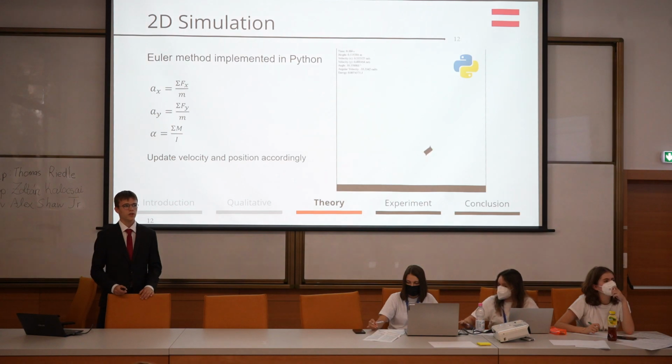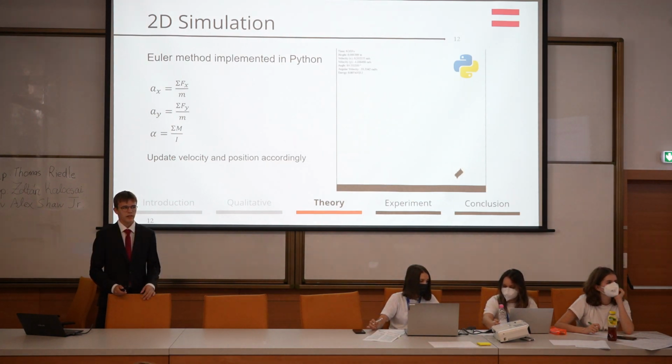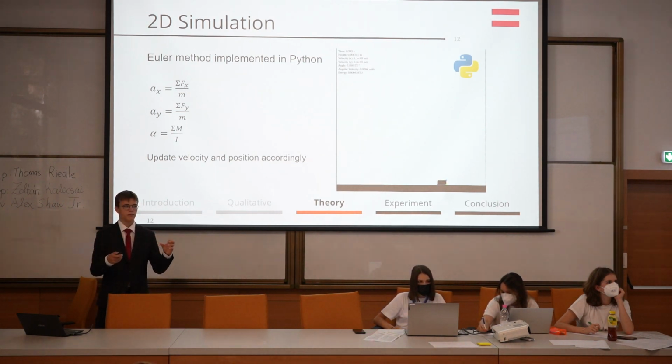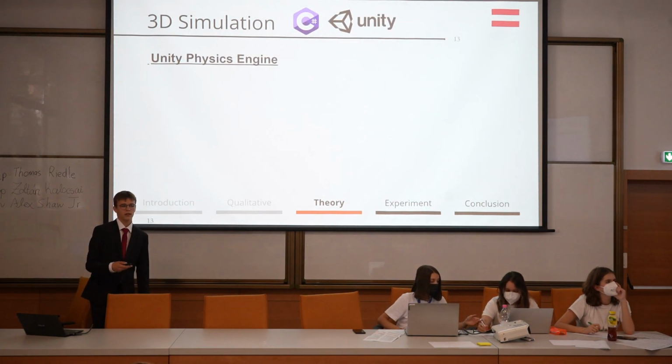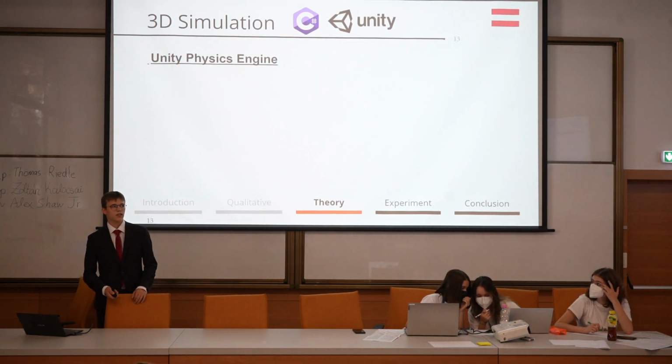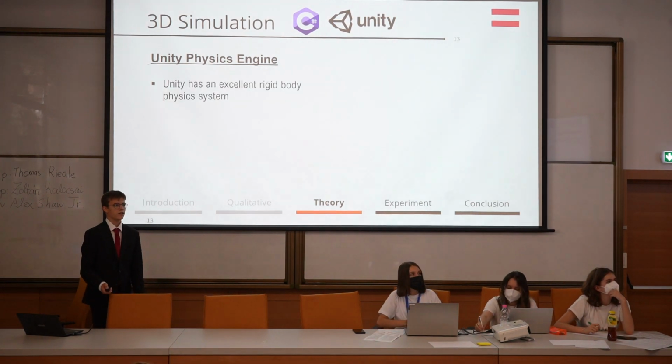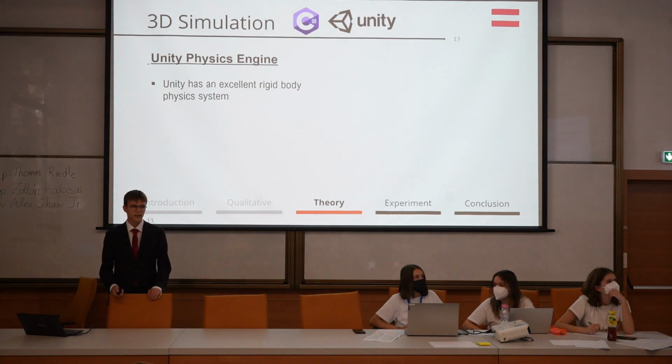We have these 4 edge points, and on each edge point there is a set of different forces and torques, and everything is calculated for each edge point. So we can simulate this. And then we improved it by also making a 3D simulation using the Unity physics engine. Unity is an excellent rigid body physics system.